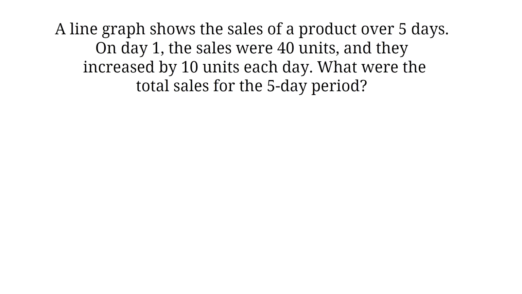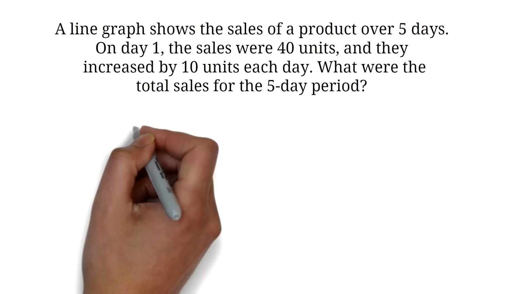A line graph shows the sales of a product over 5 days. On day 1, the sales were 40 units, and they increased by 10 units each day. What were the total sales for the 5-day period? To know the sales made for all the 5 days, first, we have to know the sales units for each of the days. And after that, we add all the sales units.